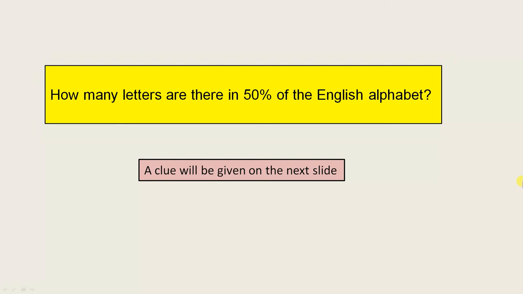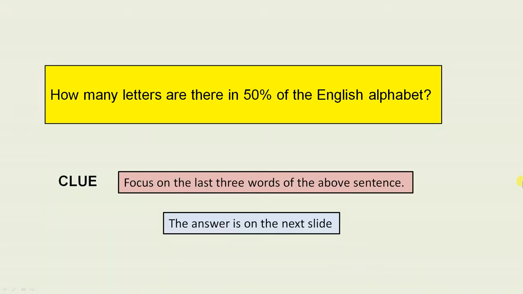Okay, I wonder how you went. I wonder if you've got it now. If you're having a little trouble, here is the clue. So I asked how many letters are there in 50% of the English alphabet. The clue, focus on the last 3 words of the above sentence. That's the clue. Now the answer is on the next slide.